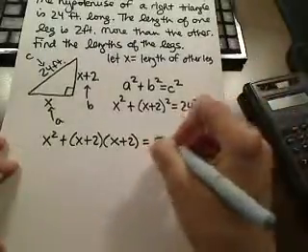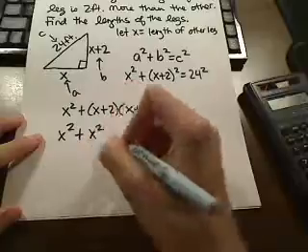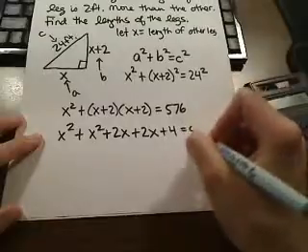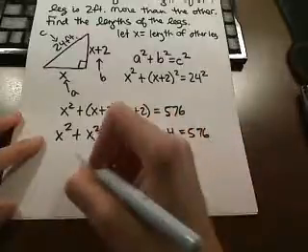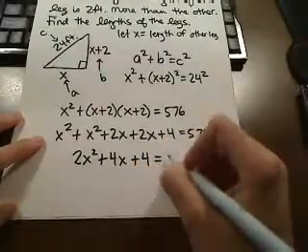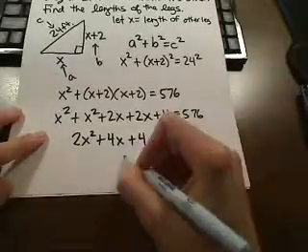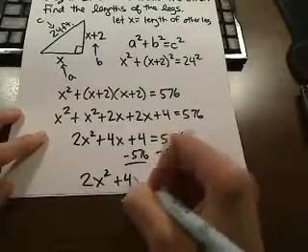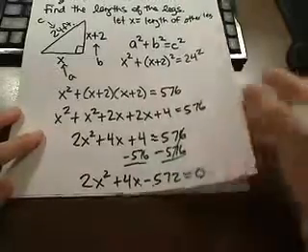So 576. Let's go ahead and FOIL right here. So we have x squared. Outside's 2x, inside's 2x, and the last is plus 4, and that's equal to 576. Okay, let's go ahead and collect like terms here. We have 2x squared plus 4x plus 4, and then we want to set this to 0 because this is a quadratic, so we're going to want to either factor it or use the quadratic formula. So we have 2x squared plus 4x minus 572 equal to 0.